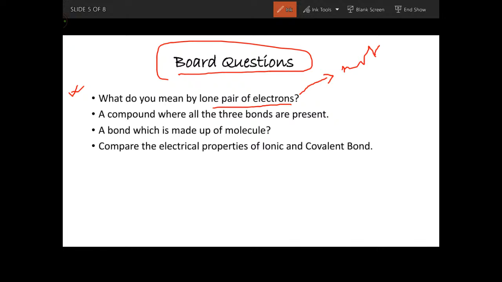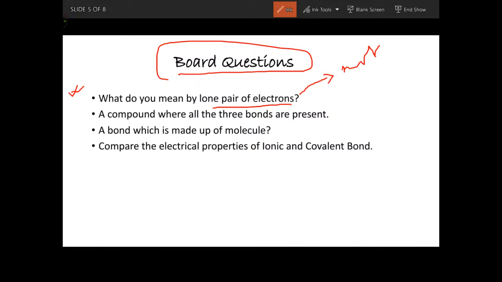Sir, hydroxyl ion and self ionization of water. See, self ionization of water and hydroxyl ion will not be asked. If they ask you self ionization of water, you can just simply learn that one step. That is not important also. I have never seen any question of ionization of water. Okay, that is not required.